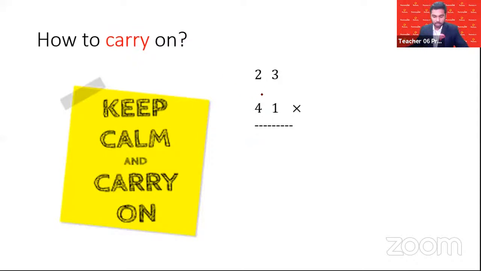Let's do vertically, which is 8. Then crosswise, 2 plus 12, 14. Whenever you get a 2-digit number, you put the second digit as a subscript, like this. 14 is written as 1 in the subscript, 4 in the normal place. And the last digit is 3. So this answer is going to be 943. You have to add the subscript with the next number, which is 8.